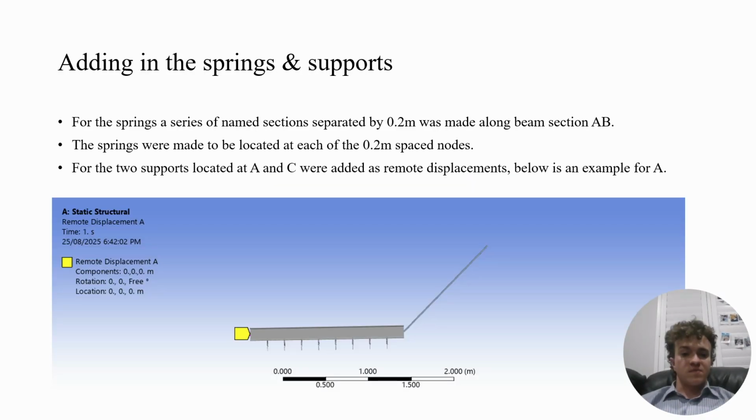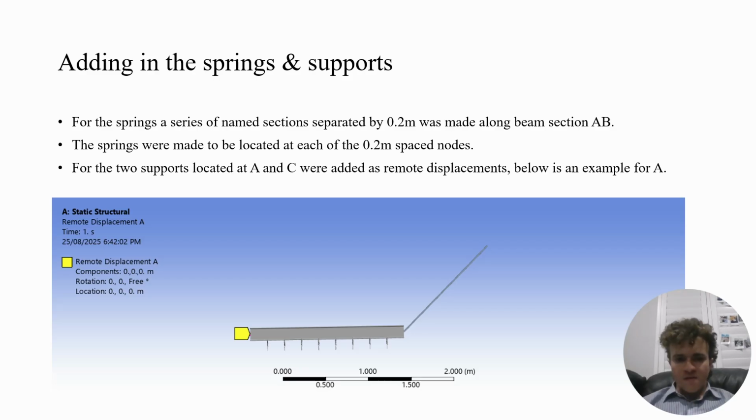In order to add the springs, I created a series of named sections, 0.2 meters along the beam. So along the 1.8 meter long beam, every 0.2 meters I would have a new section, and the named section would be named what the spring's going to be. For the springs, they were placed body to ground, and I did a direct attachment on a node for those.